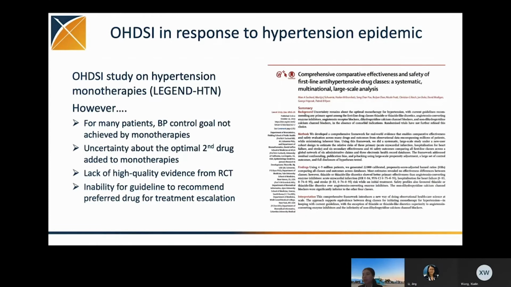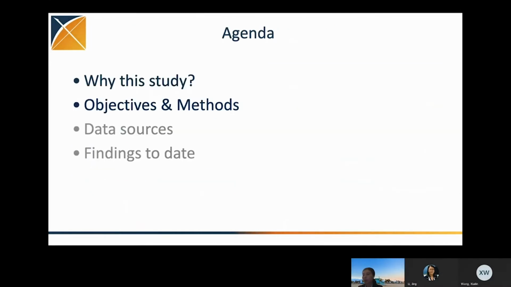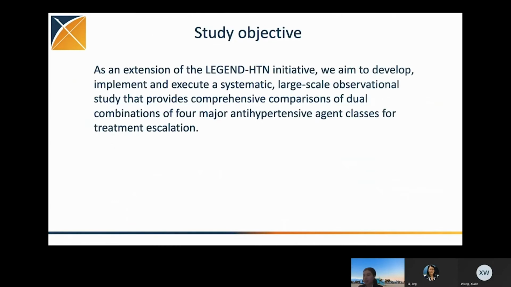Only one major trial, ACCOMPLISH, has compared a limited set of combination therapy, and it has not looked at subgroup analysis by key patient subgroups. As such, the current guidelines are unable to provide recommendations regarding preferred drugs for treatment escalation. Accordingly, we propose the Odyssey APAC study to address the gap in evidence.